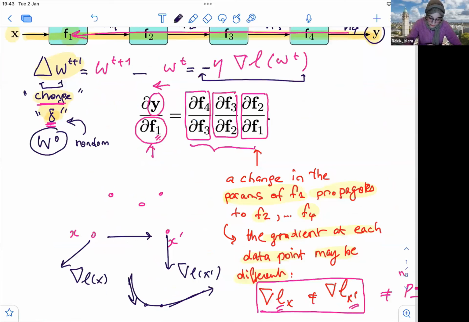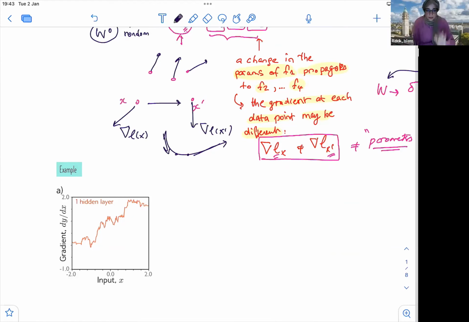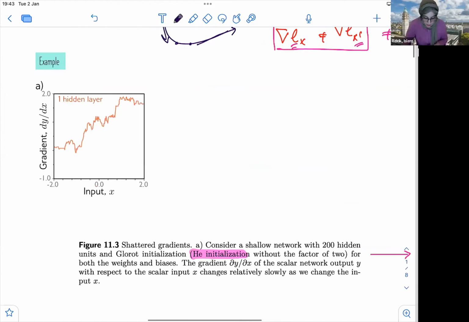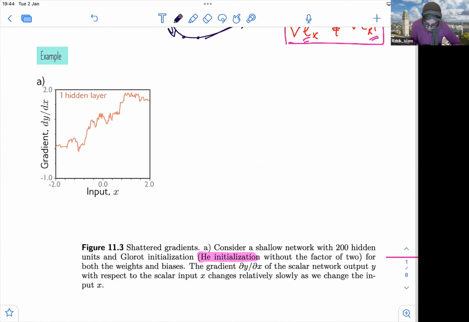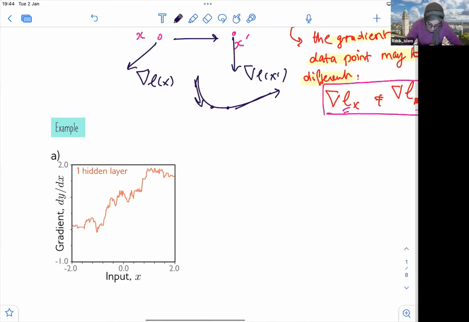Because you end up with gradients that are shattered, with completely different directions, and they are scattered, okay? So let's look at this example. Let's look at a real example, a real data set, and see what actually happens. First we have a plot, and in this plot we plot the gradient of the output with respect to the input, okay? And we have the input x.